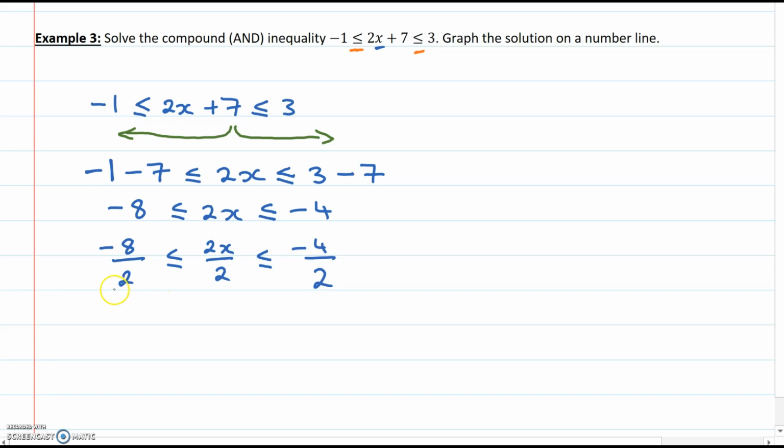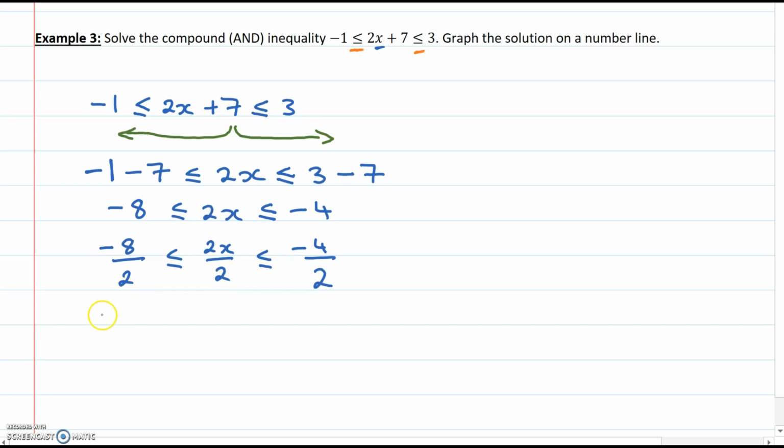Now if we had been dividing by -2, in other words, if we had a -2x in the middle, then dividing by -2 would have meant we'd have to reverse both the inequality signs. So if we're multiplying or dividing by a negative number with compound inequalities, we have to change the direction of both inequality signs. That didn't happen in this case. We're dividing by +2, so we don't change the direction.